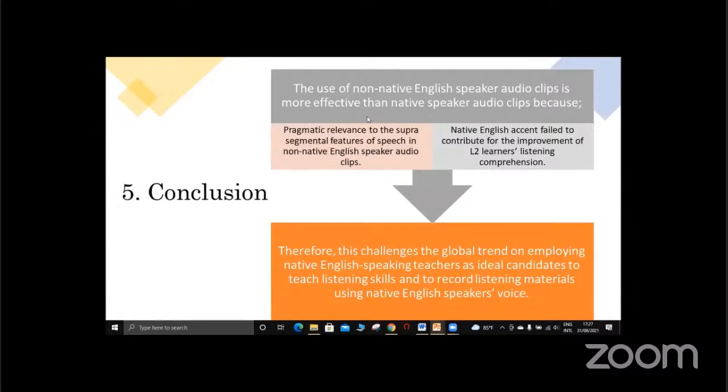As for the other main reason, the native English accent failed to contribute to the improvement of L2 learners' listening comprehension because, through the comparison, it suggests that the sample tend to improve their listening skills when non-native English speaker audio clips are used. So it's clear that L2 listeners have less difficulty in understanding L2 words spoken by a speaker whose L1 is the same as that of the students. Therefore, this challenges the global trend of employing native English speaking teachers as ideal candidates to teach listening skills and to record listening materials using native English speakers' voices.